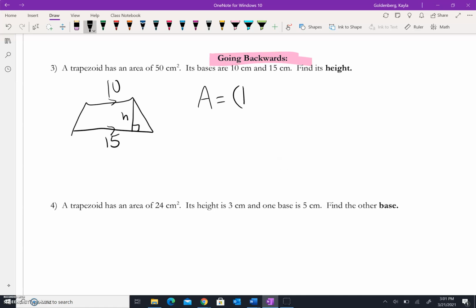It's where you're given the area rather than just plugging and chugging, and you're asked to backtrack and find a detail. So my typical strategy with this is I fill in everything I know. So if I know the area is 50, I'm going to fill that in.